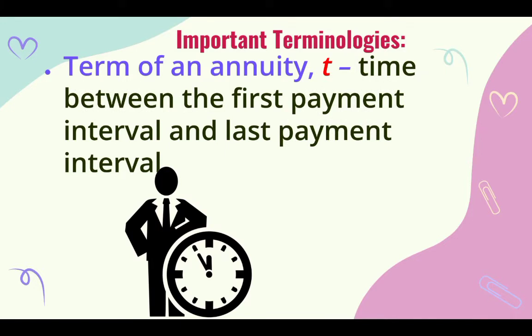Next is term of an annuity, denoted as T. It is the time between the first payment interval and the last payment interval. Ibig sabihin hanggang kailan mo babayaran. Ibig sabihin kung hanggang kailan mo babayaran ang isang entire payment.